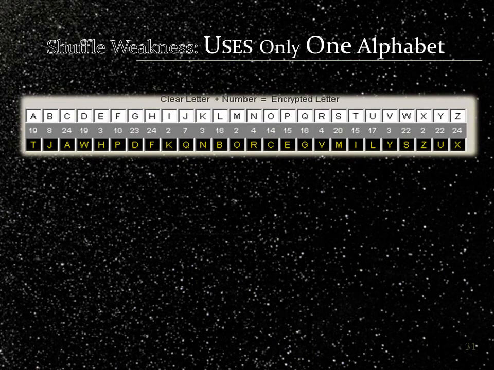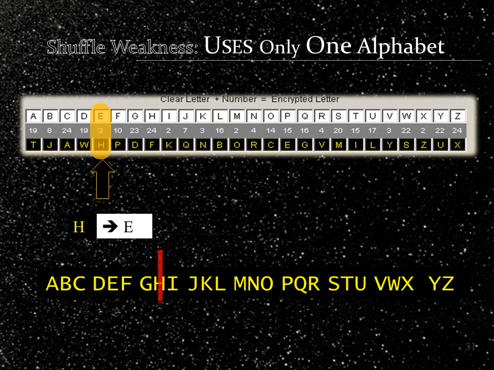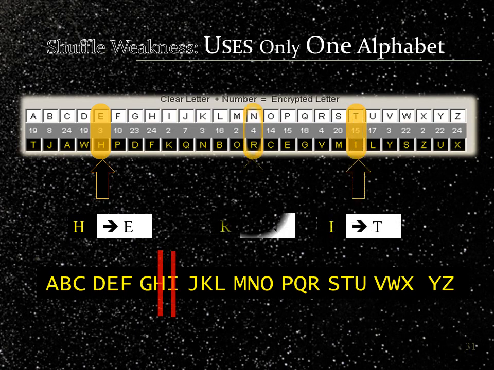And since there's only one substitution alphabet used for encryption, if he figures out that H is really plain text E, he knows that every H is clear text E. So he's got one less letter to search. And this, of course, happens with every letter he finds. The next cipher we'll look at fixes this weakness.